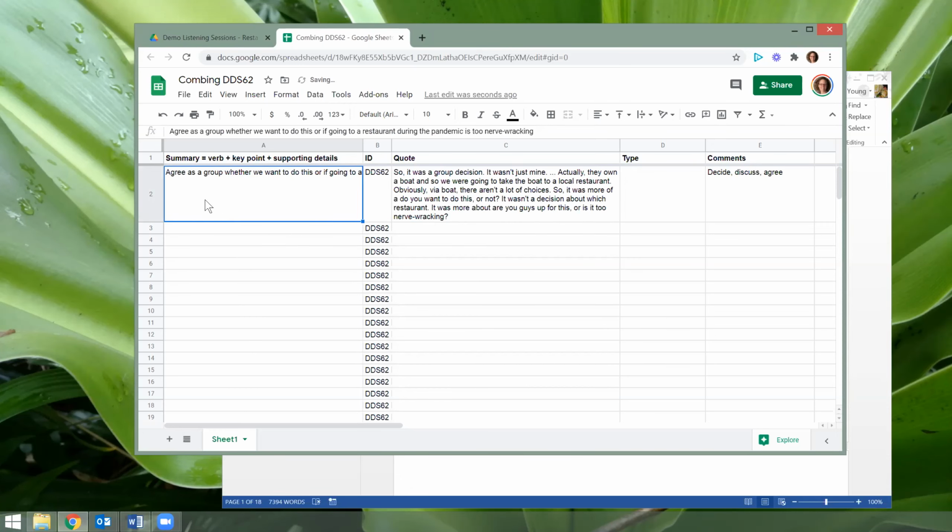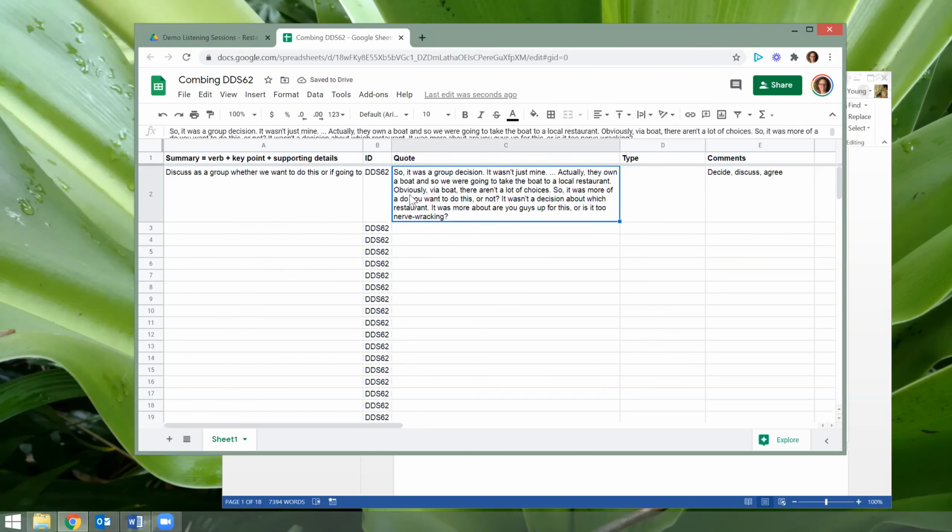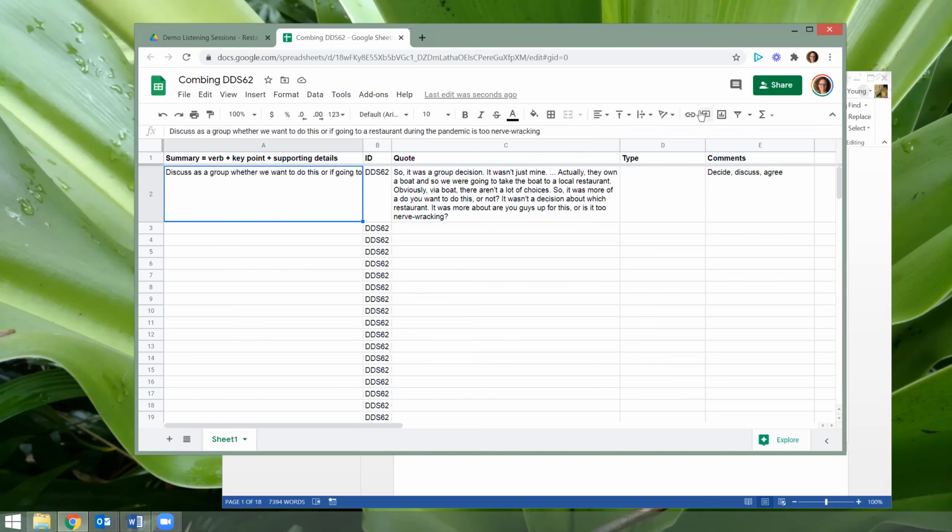So what I've got here, what I want is the verb to be really key. Maybe discuss is better. She's not saying that she's discussing. And that boat thing and not a lot of choices is just kind of background. I'm not using it, so I might take it out of this quote. Or maybe I should use it in the supporting detail. So it was more of, do you want to do this or not? It wasn't a decision about which restaurant. It was more like, are you up for this?